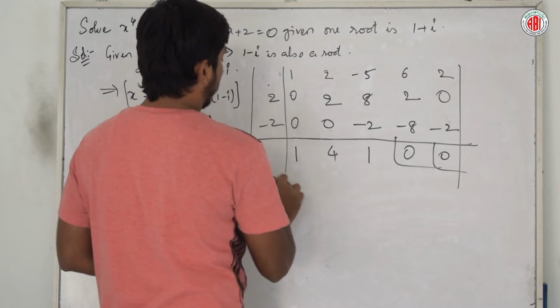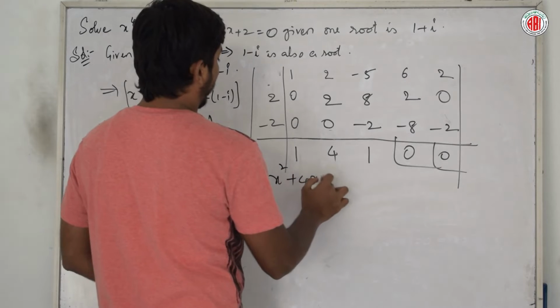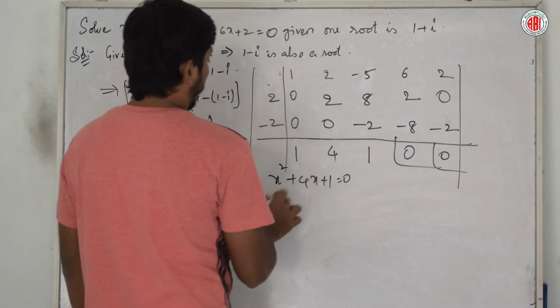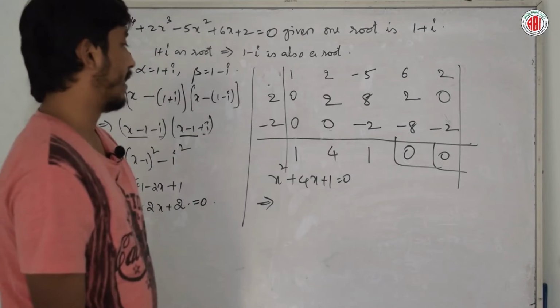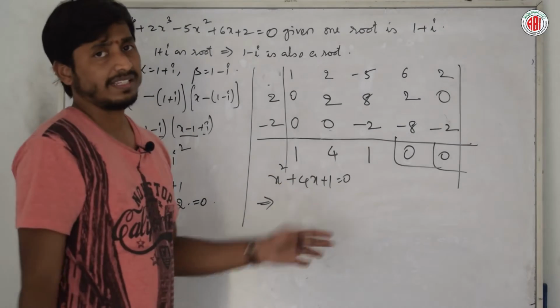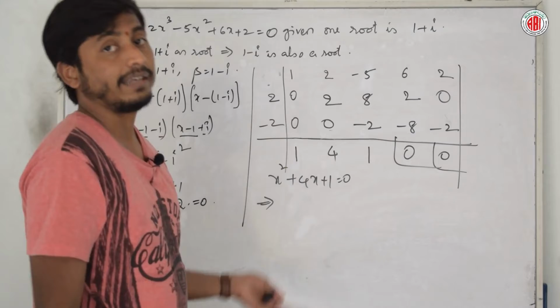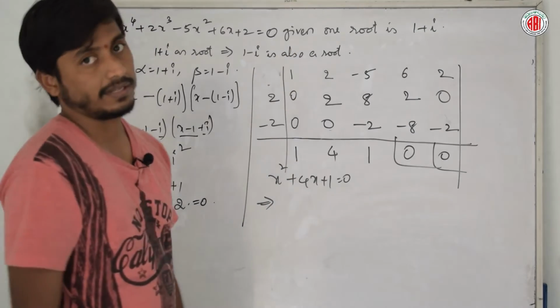What do we get? x square plus 4x plus 1 equal to 0. So what kind of factors do we get? Obviously, since everything is plus and there is 1, we may get complex numbers.